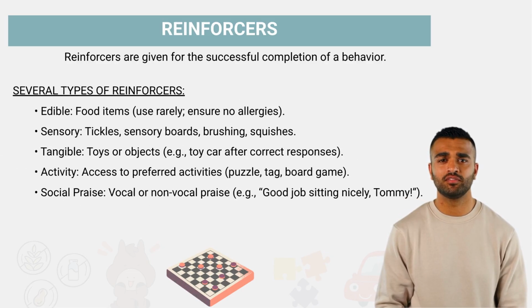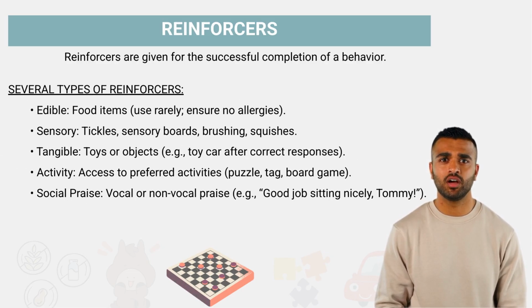Fourth is activity reinforcers. These reinforcers are when a learner can engage in their preferred activities. Little Tommy is allowed to complete a puzzle, play tag, or a board game after he completed the correct response. And last is social praise. These are reinforcers that involve vocal and non-vocal praise. Telling a learner, good job, or clapping for them when they get a correct response. Letting a learner know how well they are sitting by saying, good job sitting nicely, Tommy.